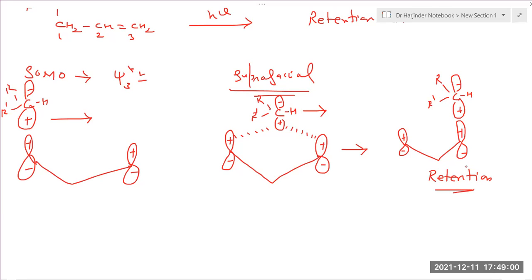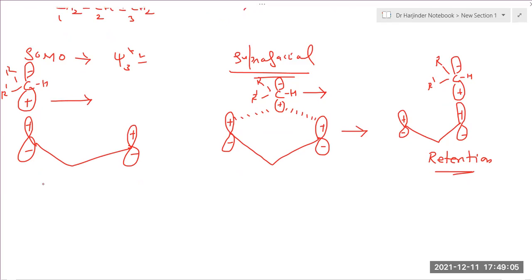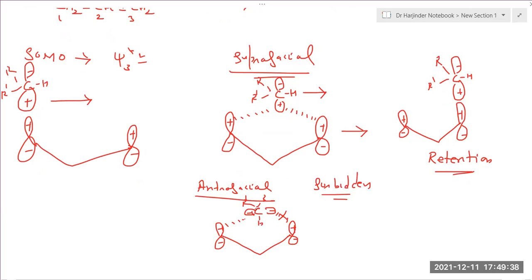Yes, sir. What will happen in antarafacial? If it takes place, how? Tell me. Inversion will happen. Yes, inversion will happen. So this is a negative positive overlapping. However, if it takes place, because this will get rotated like this. So this was the stereochemistry of alkyl group migration when your 1,3 sigmatropic rearrangement reaction is there. So any question or doubt?